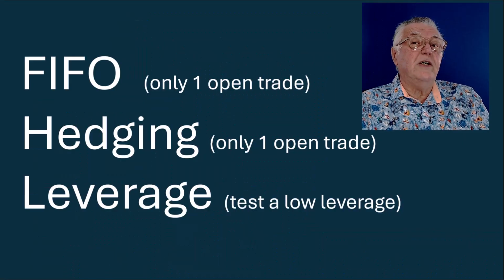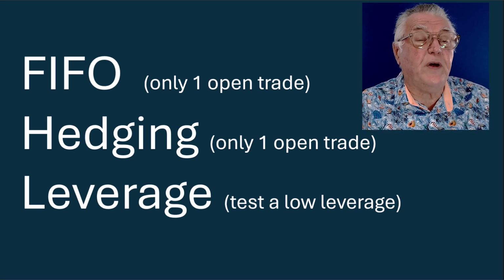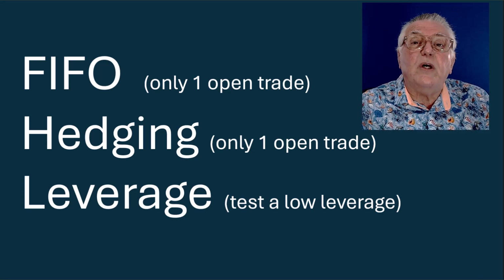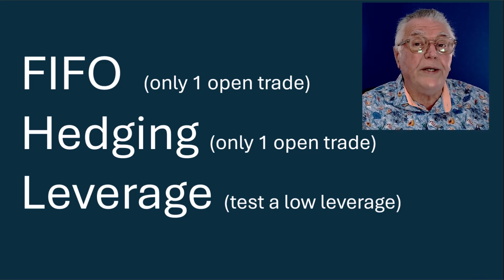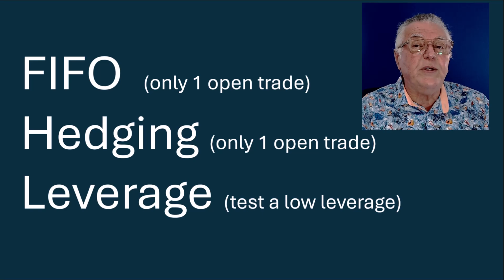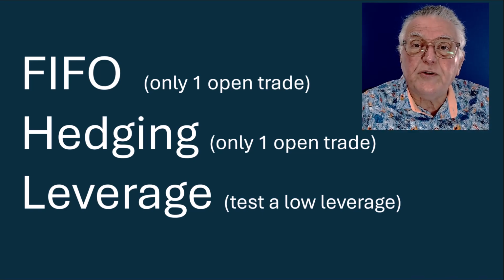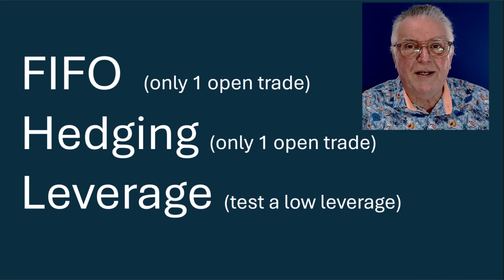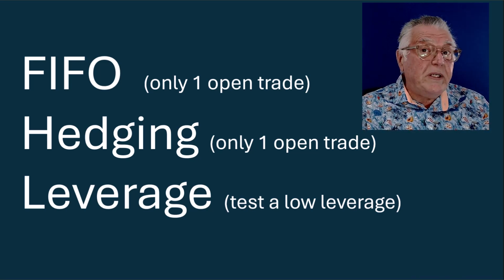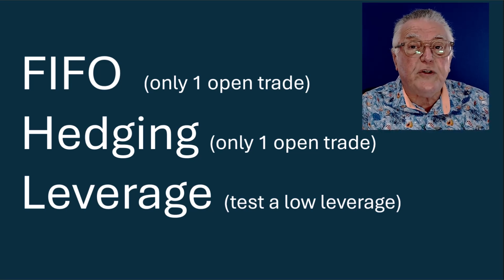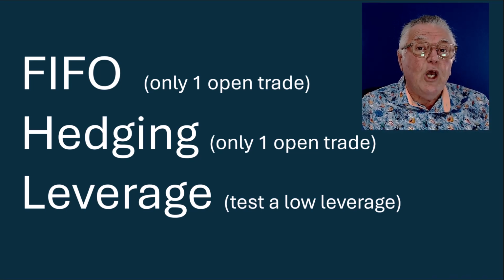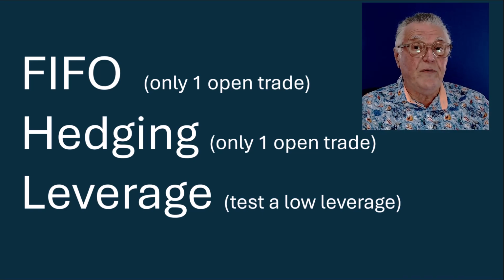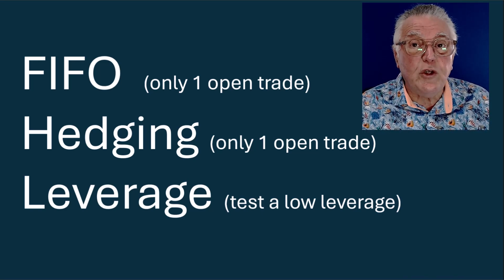Alright, so the first restriction is the FIFO restriction on US traders. That's very easy to overcome when you're trading only one trade at a time, and that's what we're going to be doing. There are also hedging restrictions. Again, if you're trading one trade at a time, no hedging problems. And then there are leverage restrictions, and we are going to be testing using 50-to-1 or 1-to-50 leverage. So we've overcome the US problems.